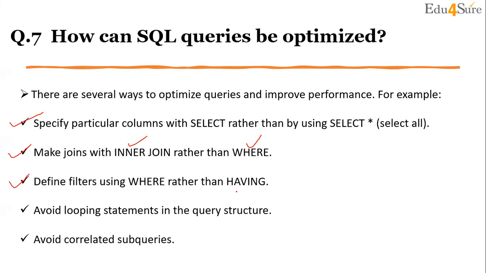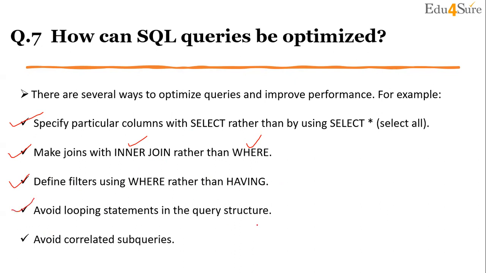Define filters using where rather than having. So as we are preferring inner join over where, but we are preferring where over having. Having again is used to give a condition, but on aggregate values, right? So it takes more time.